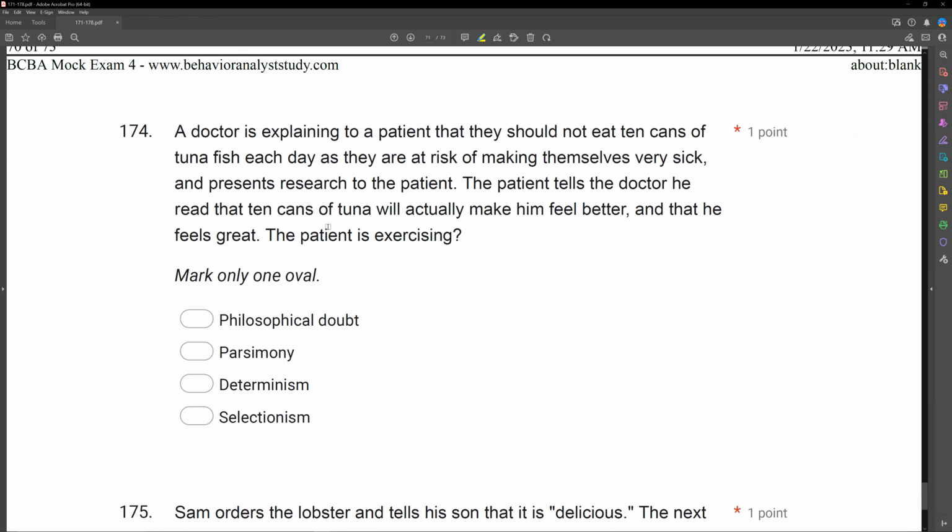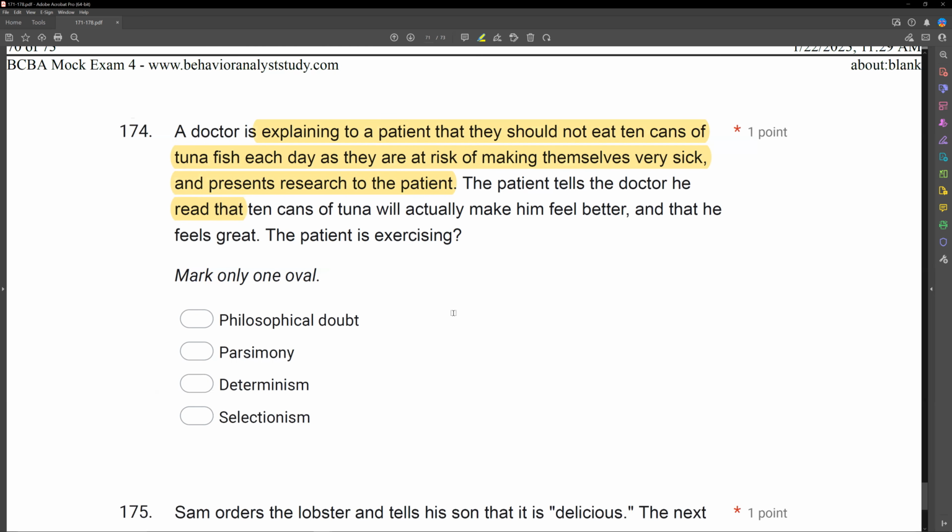Now, the question is simply asking, what is the patient doing? It's not for us on the exam to sit there and try to judge and make assumptions about it, right? We are here to answer the question. So what is the patient doing? Well, the doctor gives all this explanation. He gives them research, and then the patient says, "Well, actually, I've read, so I'm not going to believe you." Or I'm not on board, right? So what is the patient doing?